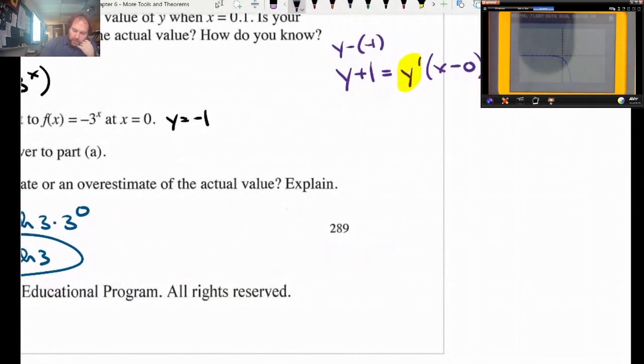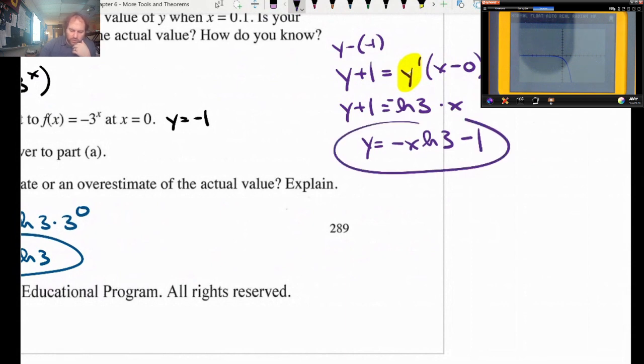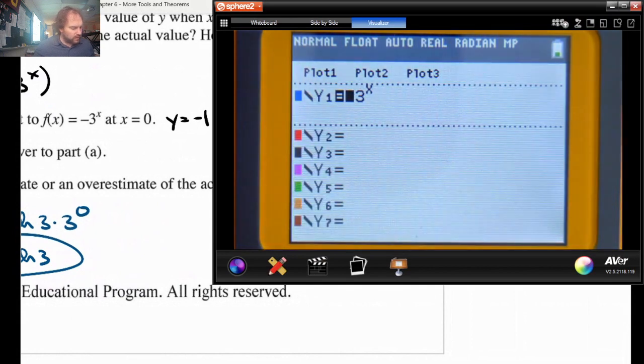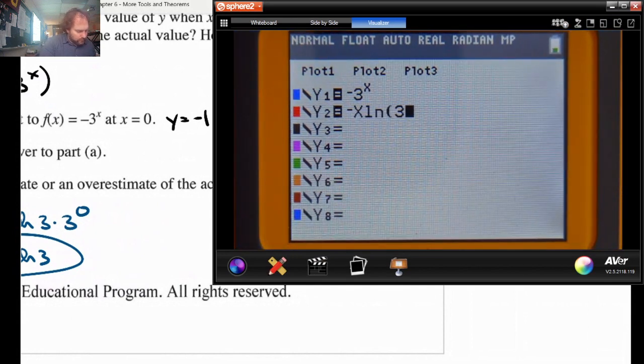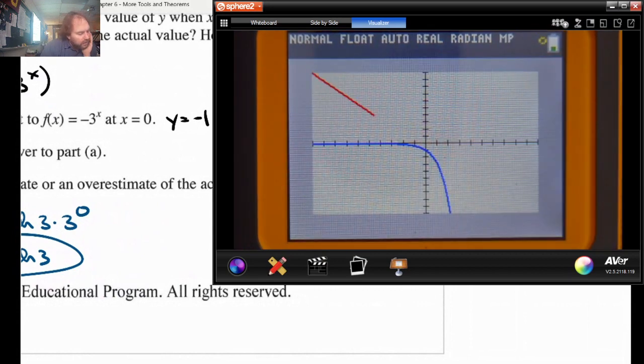So our final equation is y plus 1 equals the negative natural log of 3 times x. We'll go ahead and subtract that 1 over, so it'll be y equals negative x natural log 3 minus 1. And that should work pretty nicely. We'll go ahead and add that to our graph also, just to make sure we did it right. Negative x natural log 3 minus 1. Just going to push graph, and hopefully it does the whole tangent thing.